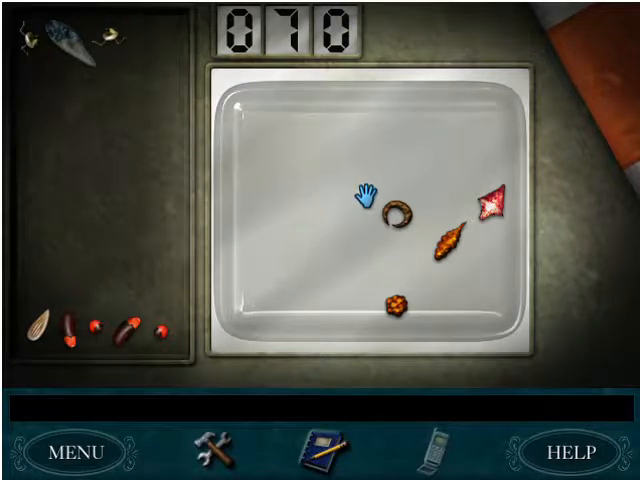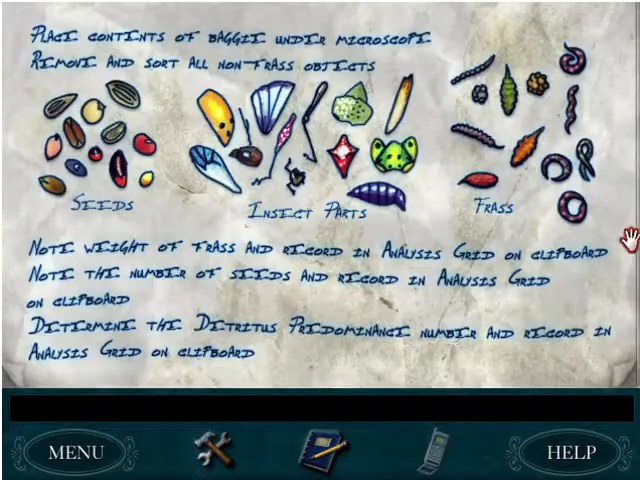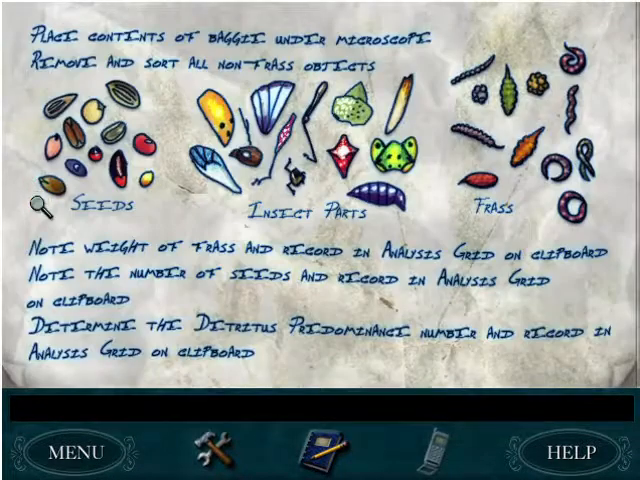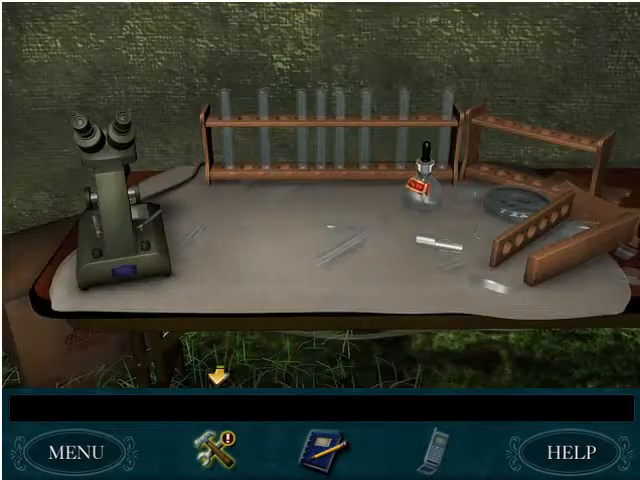So 70, 5, seeds, frass, insects, which would be seeds, frass, insects. 405 is our predominance. Oops, and that's red. We want orange. 75 and 405. These we must delete. And delete. Okay, there we go. So that's the orange one done. We can put the orange one away now.